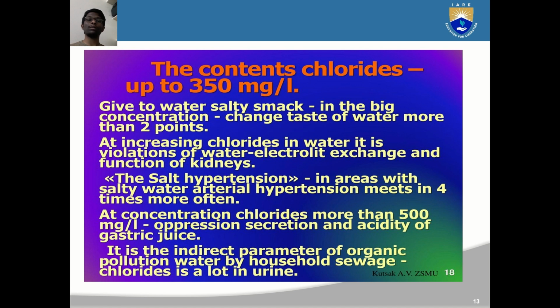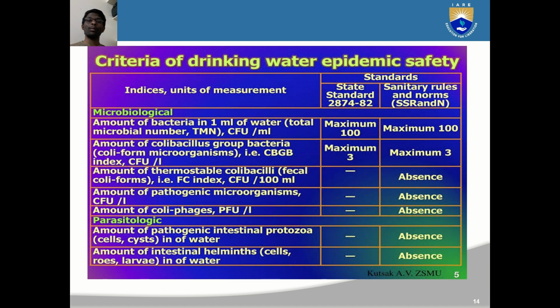It is an indirect parameter of organic pollution of water by household sewage. Chlorides are present in large amounts in urine.